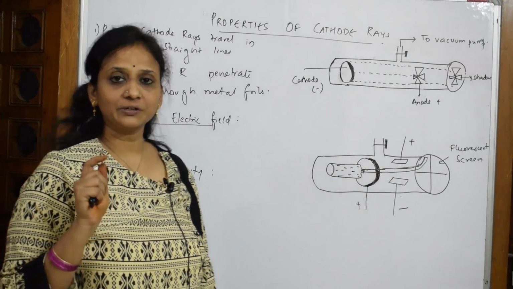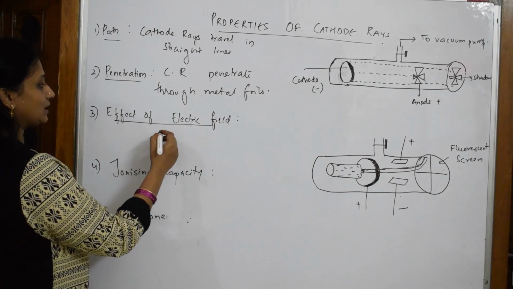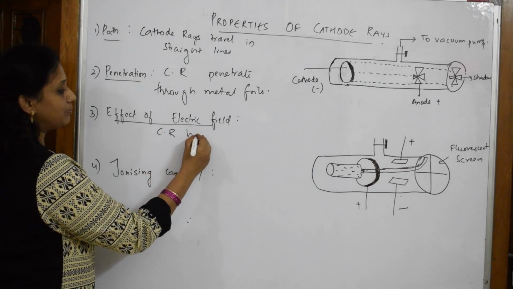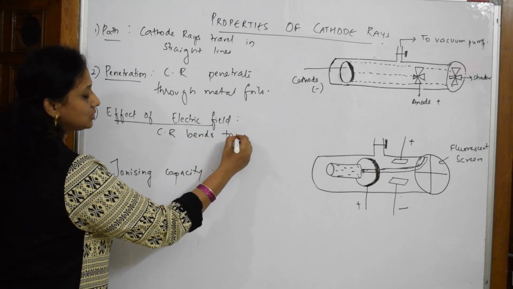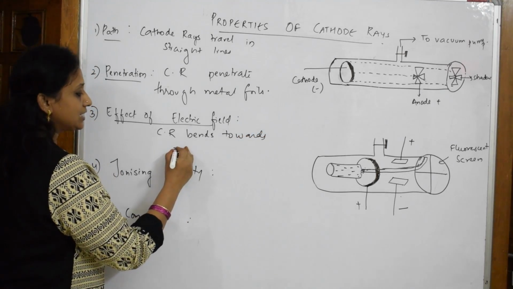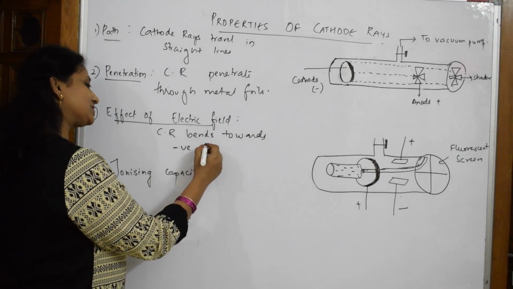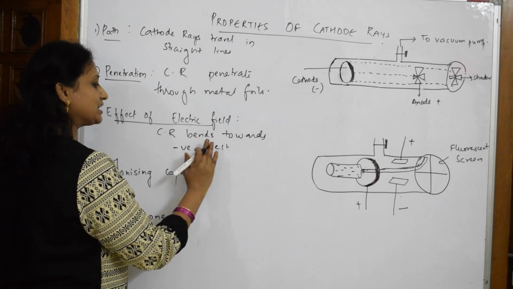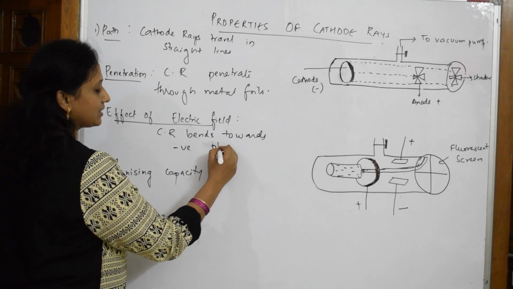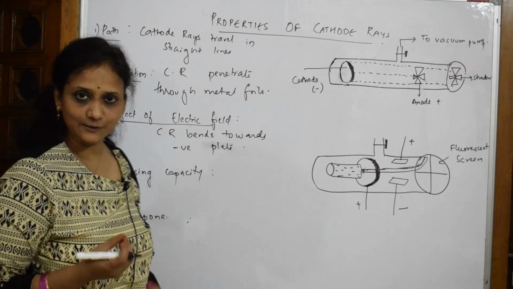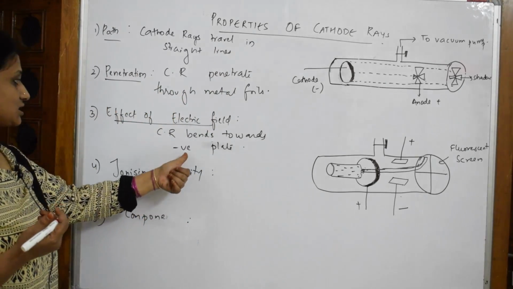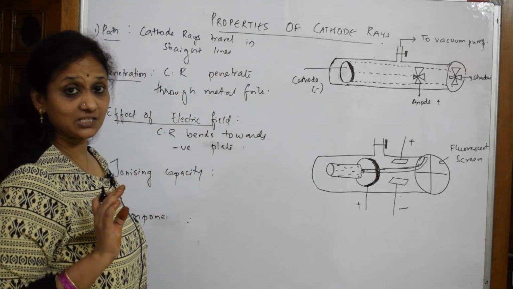So in the effect of electrical field, what should you write? Cathode rays bend towards the positive plate or positive electrode. Let us write positive plate. Fine. So what does it prove? It proves it has electrons present in them.